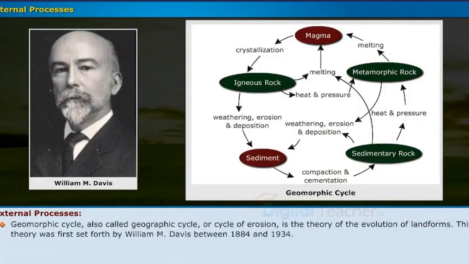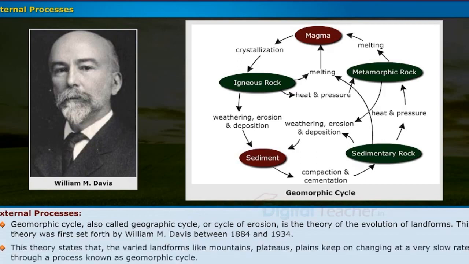Geomorphic cycle, also called geographic cycle or cycle of erosion, is the theory of evolution of landforms. This theory was first set forth by William M. Davis between 1884 and 1934. This theory states that the varied landforms like mountains, plateaus, plains keep on changing at a very slow rate through a process known as geomorphic cycle.